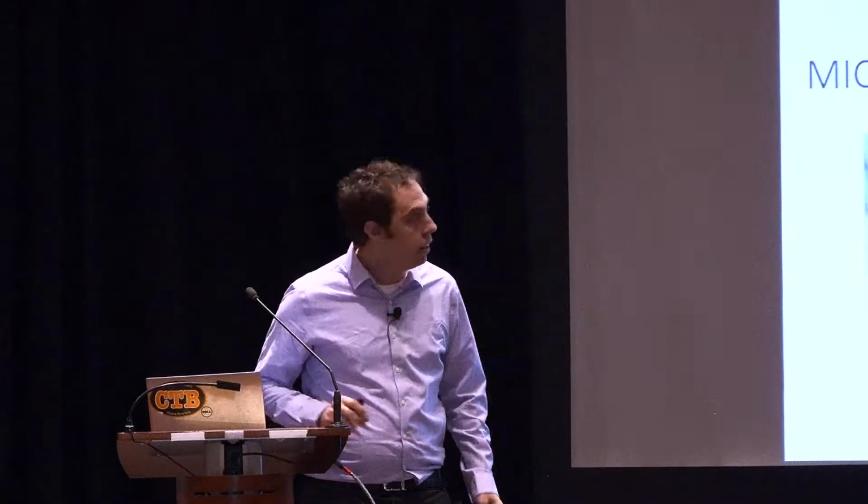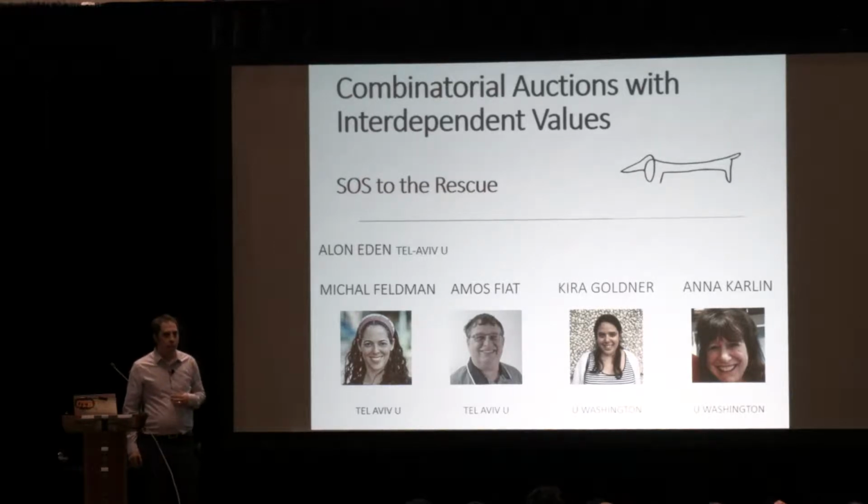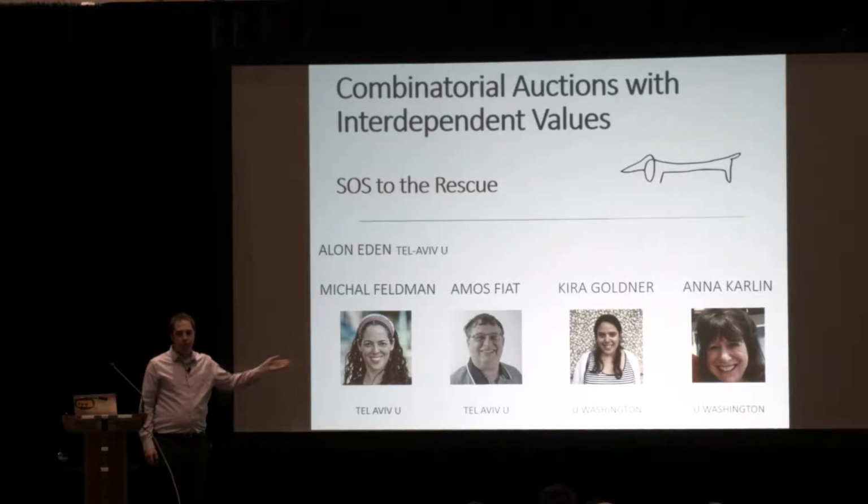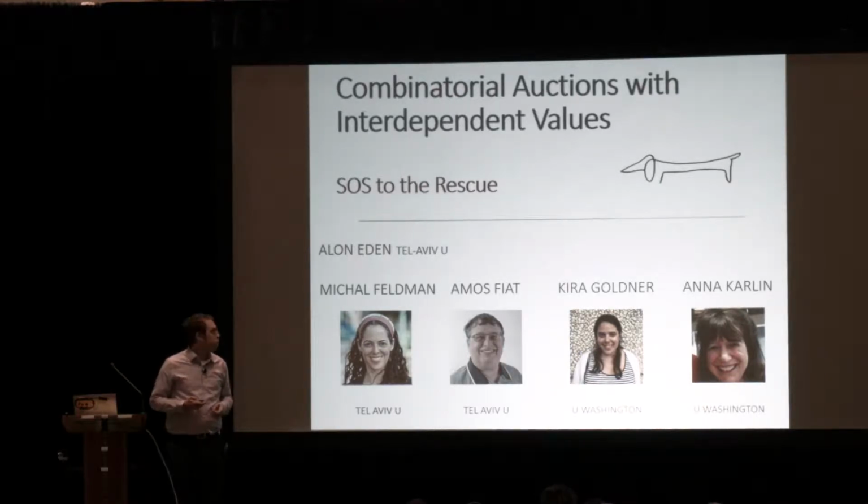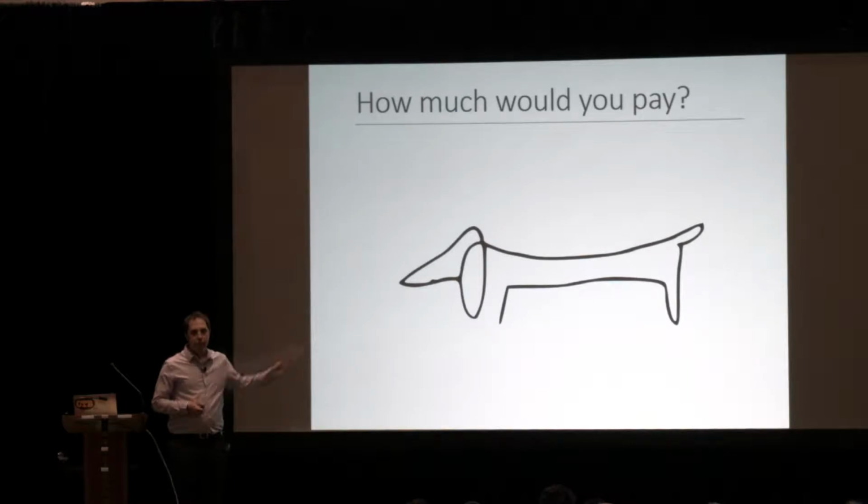I'm going to talk about interdependent values. It's a joint work with my advisors, Michal Feldman and Amos Fiat from Tel Aviv, and with Kira Goldner, the other student, and Anna Karlin from UW. And I'm going to start off with a question. How much would you pay for this picture? This is a dog doodle for those who can't see it.